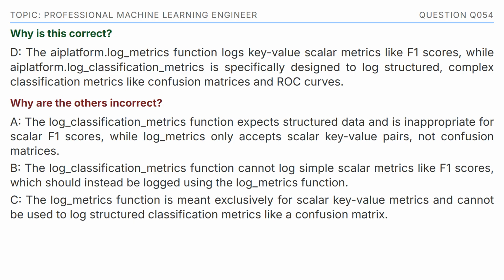Why are the others incorrect? A. The log_classification_metrics function expects structured data and is inappropriate for scalar F1 scores, while log_metrics only accepts scalar key-value pairs, not confusion matrices. B. The log_classification_metrics function cannot log simple scalar metrics like F1 scores, which should instead be logged using the log_metrics function. C. The log_metrics function is meant exclusively for scalar key-value metrics and cannot be used to log structured classification metrics like a confusion matrix.